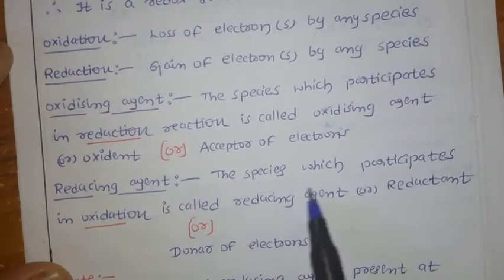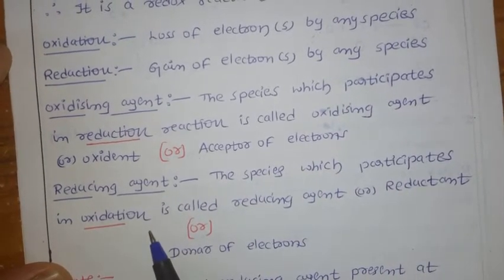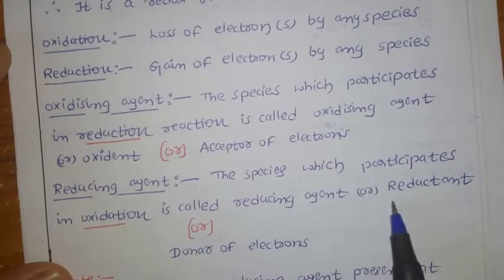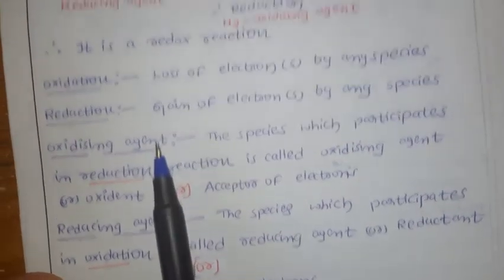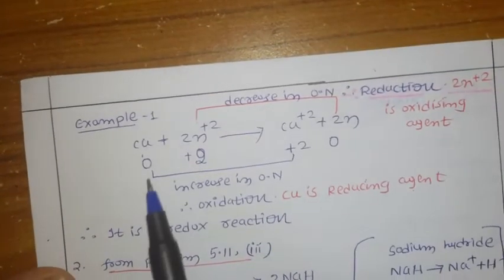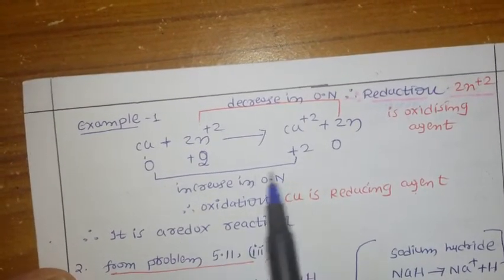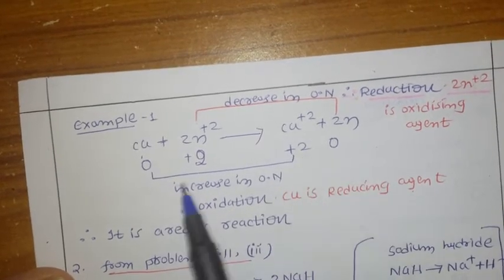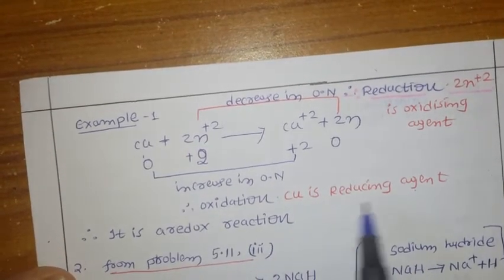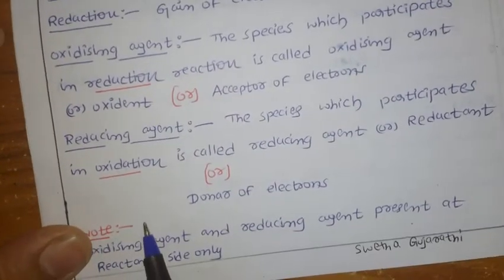Now what is the reducing agent here? Reducing agent means the species which participates in the oxidation is called a reducing agent, or reductant, or donor of electrons. So here, from here to here, the species which undergoes oxidation is copper, so this copper is called what? Reducing agent.